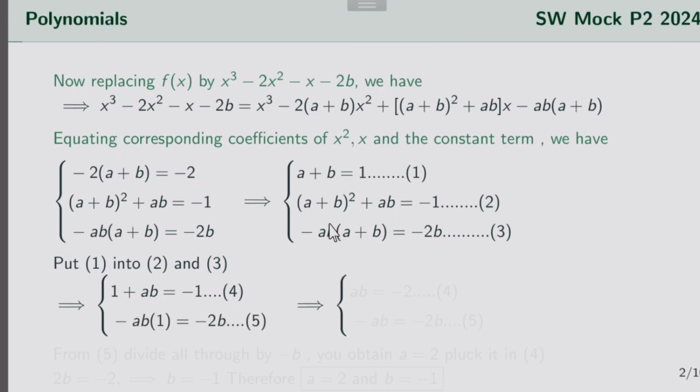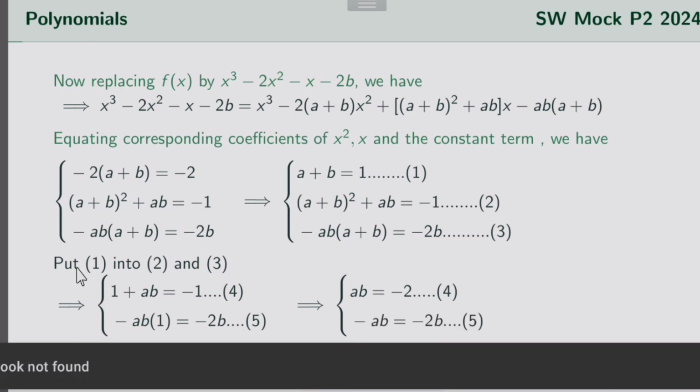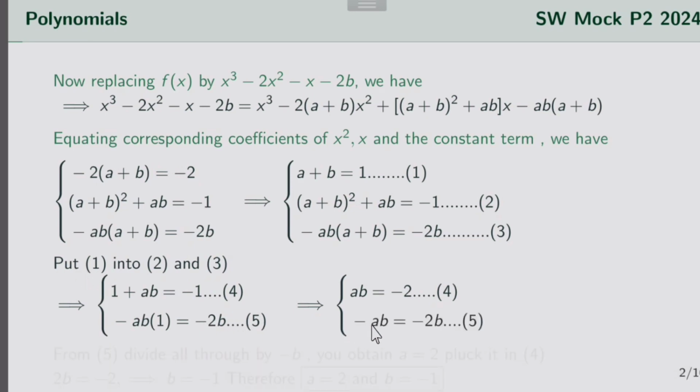Then next, I substitute it here. I have negative AB into 1 gives negative 2B. Then this 1 can be taken to the right hand side and I'll be having negative 1 minus 1. So AB is equal to negative 2. Let me call that equation 4. And then negative AB into 1 is equal to negative 2B. So when I multiply negative AB by 1, it gives me negative AB. So I'll be having negative AB is equal to negative 2B.